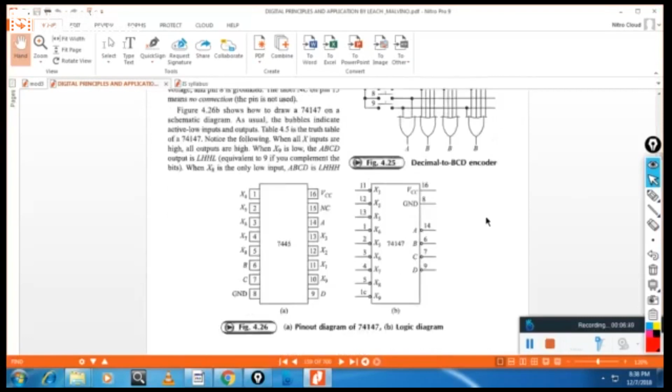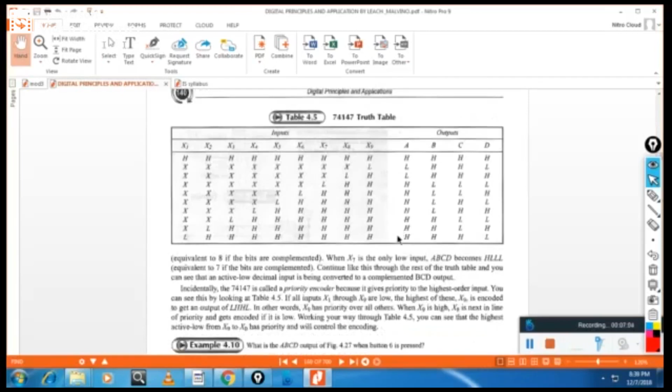So dear friends, here you can see 74147. This one is called a priority encoder, because it gives priority to the highest order input. You can see this by looking at this table here. Here you can see x1 to x9. This is low, that means it will give the priority to this one and you will get output in the coded format like this one.